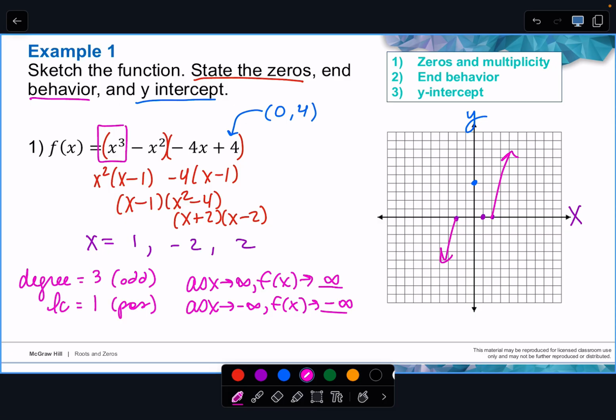So then you're going to start just connecting the dots. And keeping in mind, none of these answers are repeated, so none of them are going to be a bounce off. So that means I'm just going to go straight through every dot. So I'm going through this purple dot, up to the blue. I'm going through this purple dot, and I'm going to go through that purple dot. I'm not changing directions or bouncing off any of those.